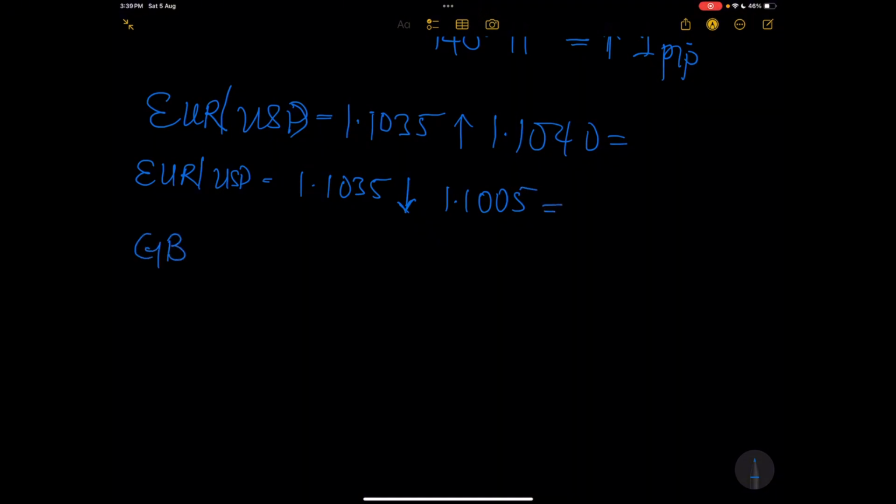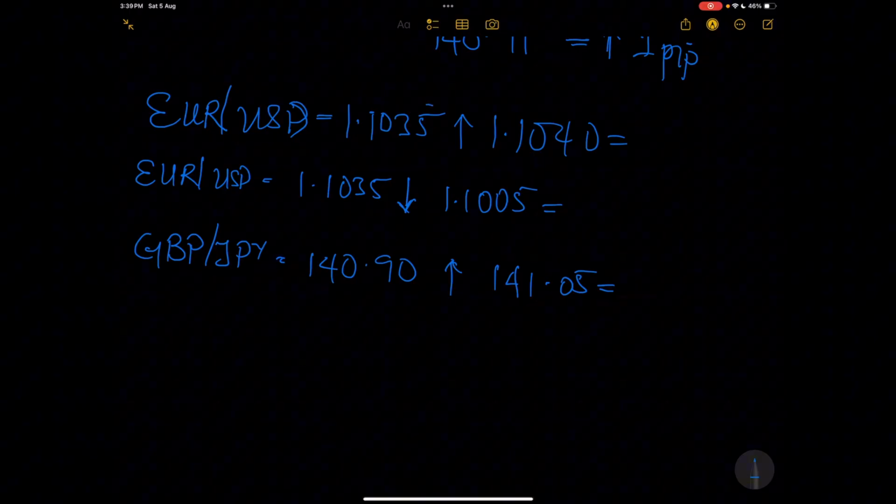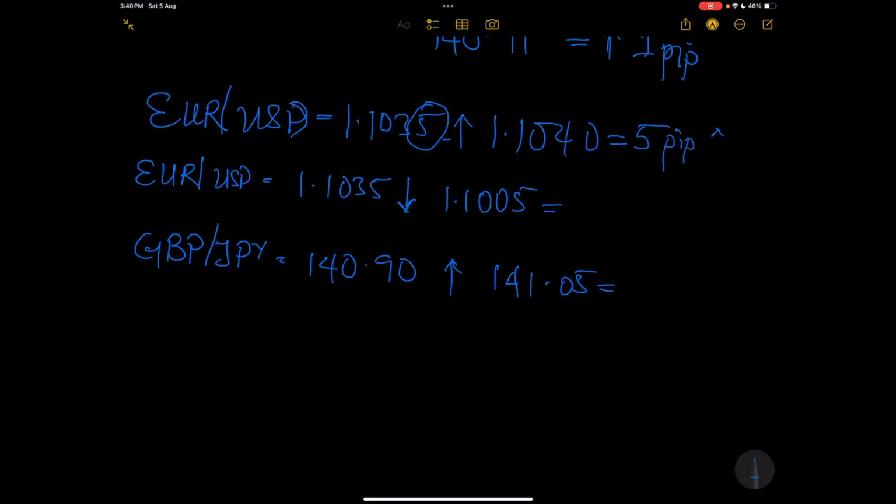Then we have GBP JPY, just to wind your brain small. We have 140.90, and an increase to 141.05. How many pips increase is that? If you got it correctly, there's been a 5 pip increase in the first example, because I said the pip is here. So this had to increase by 5 pips to give 1.1040. A 5 pip increase.